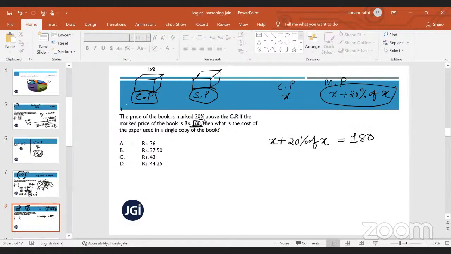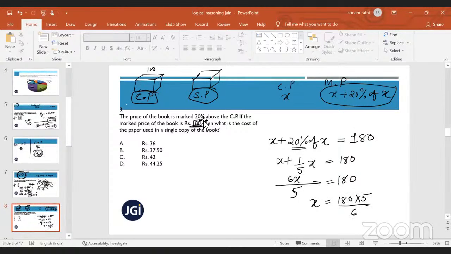Calculate the value of X. X plus 20% means X plus 1 by 5 X is equal to 180. LCM 5, so 5 plus 1, 6X is equal to 180. X is equal to 180 into 5 by 6. Calculate it. X is equal to 150. So basically, the cost of manufacturing the book is 150, and it is sold at 180.